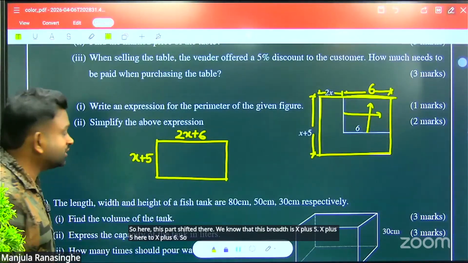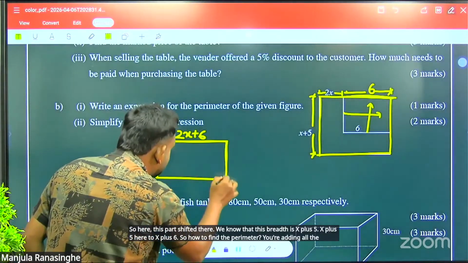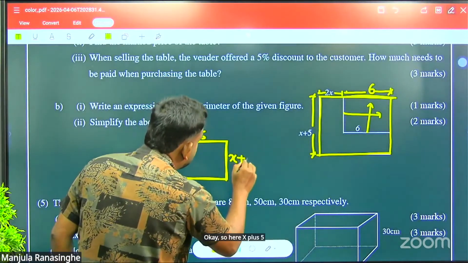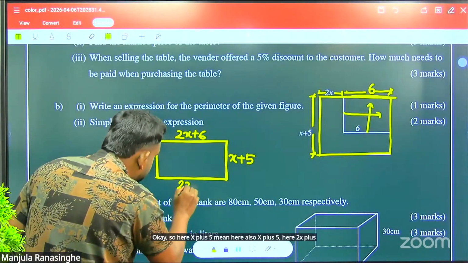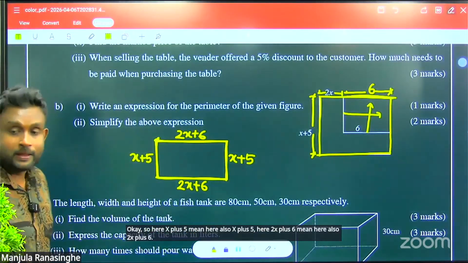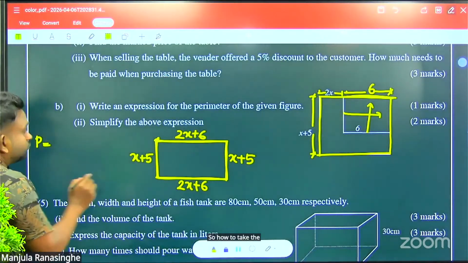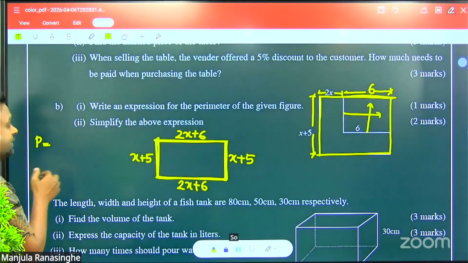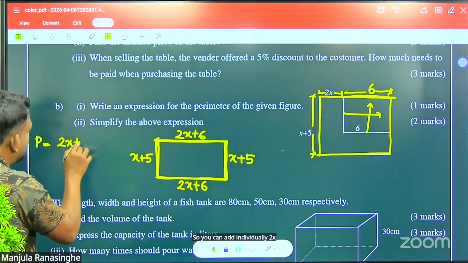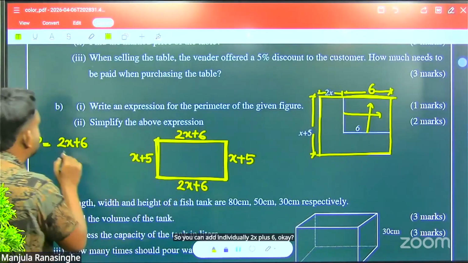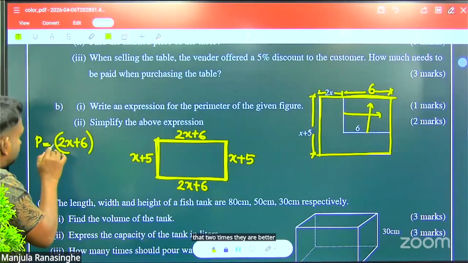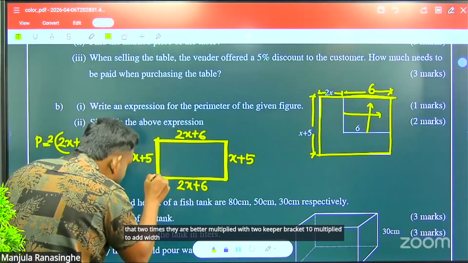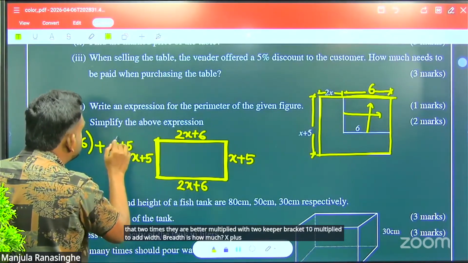So how to find the perimeter? You are adding all four side lengths together. So here x plus 5, and here also x plus 5. Here 2x plus 6, and here also 2x plus 6. So how to take the perimeter? You add all the four side lengths together. So you can add individually 2x plus 6, that twice, multiply with 2 keeping a bracket, add with the breadth x plus 5, also twice.